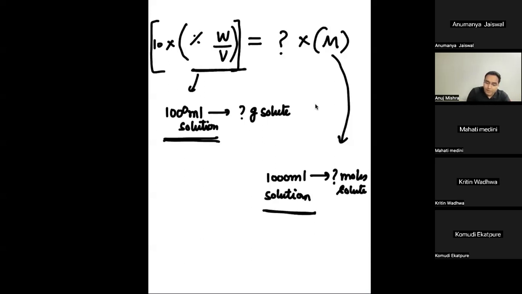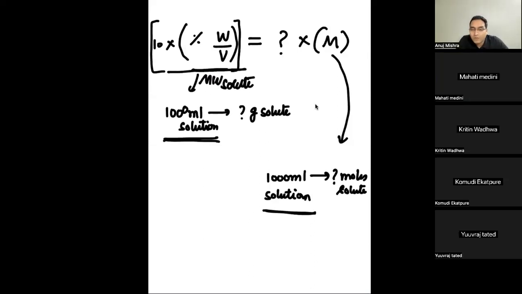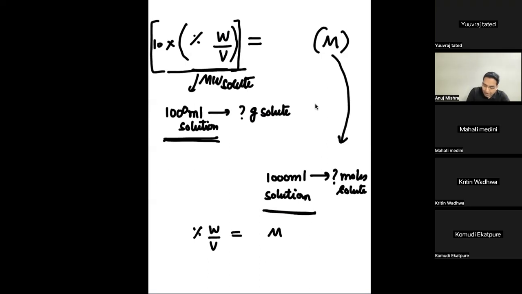This number, if you divide by the molecular weight of solute, don't you think it is moles of solute? In 1000 ml of solution, we already have some grams of solute. If I divide by the molecular weight of solute, I get moles of solute. And what is this moles of solute in 1000 ml of solution known as? Molarity. So if you do this, this is automatically equal to this thing. So in a way, can we understand that percent W by V is defined as molarity into molecular weight of solute divided by 10?